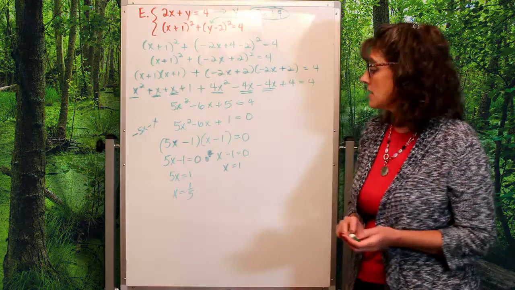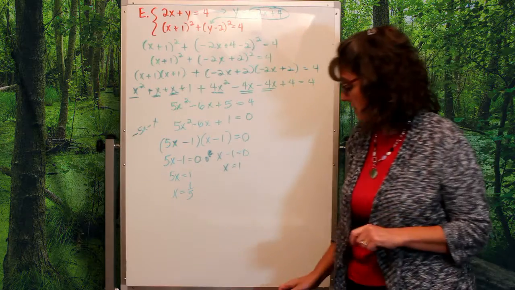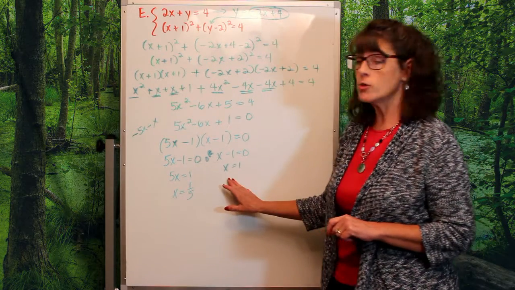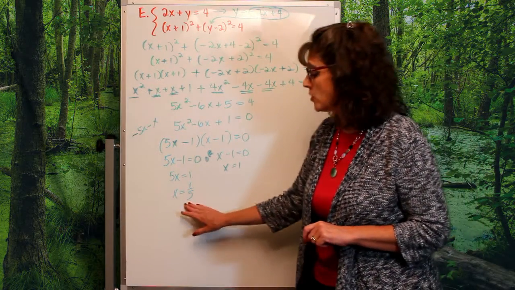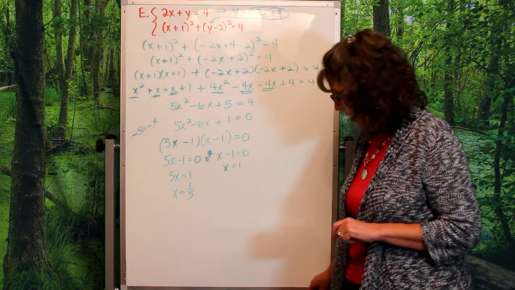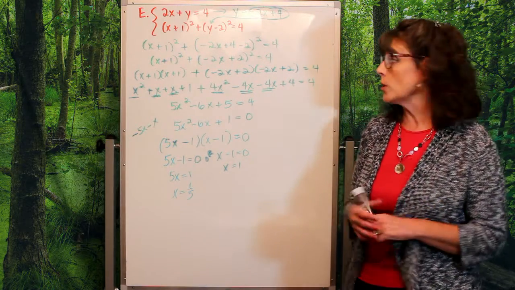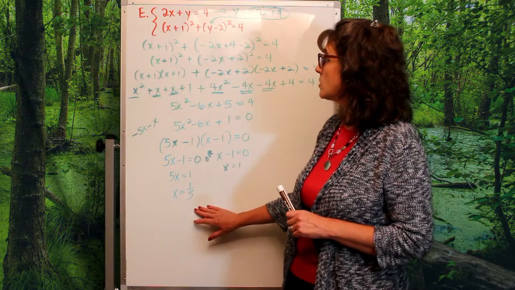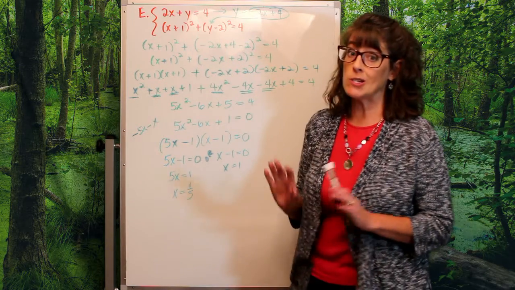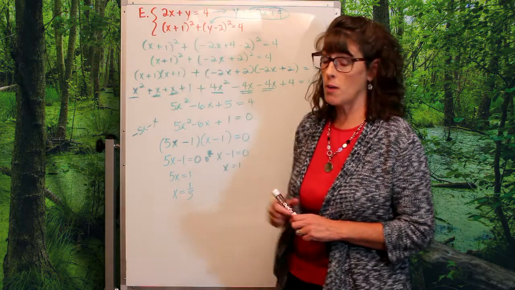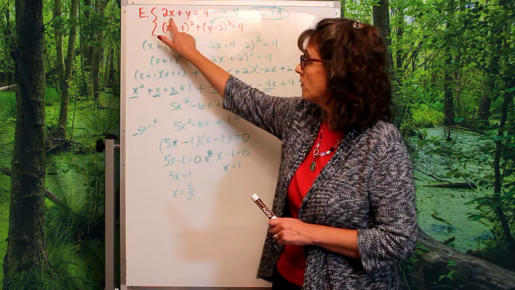So what this tells me is I have two solutions to my system. In one of the solutions, the x-coordinate is 1. In the other solution, the x-coordinate is 1/5. So now I just need to figure out what the y-coordinate is. I can take these two numbers and plug them into either one of the equations. I'll go with the easy one, I'm going to pick the top one. So I'm going to make my x a 1/5 up here.